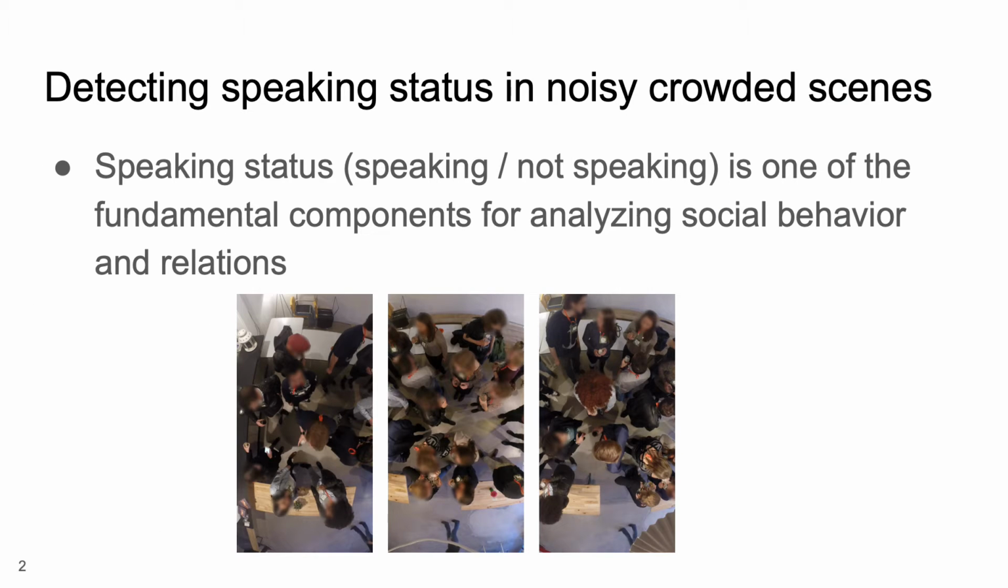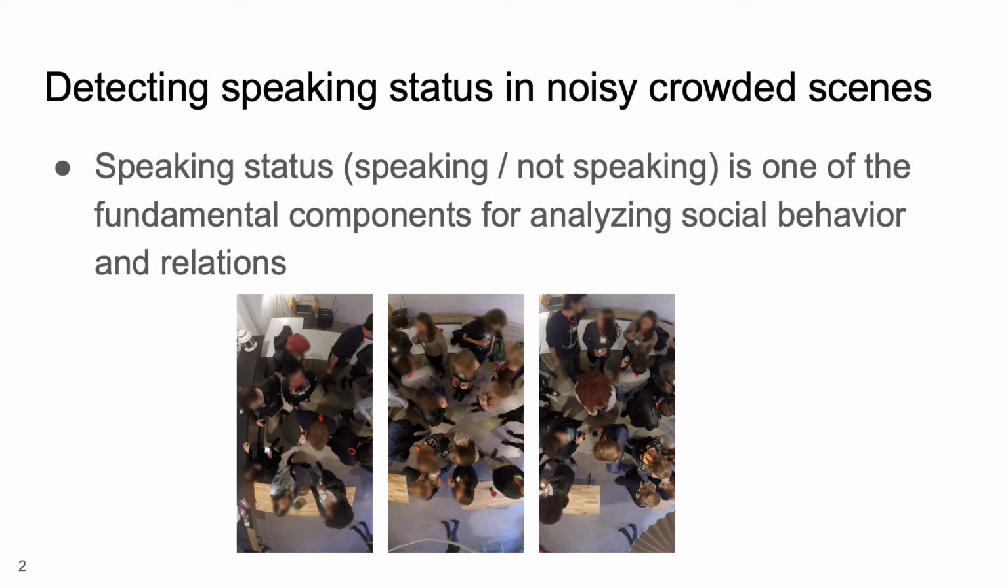The task that we have been proposing, this is the third year already that this task runs, is about essentially predicting the binary value, that is 1 if a person in a crowded scene is speaking, and 0 if the person is not speaking.